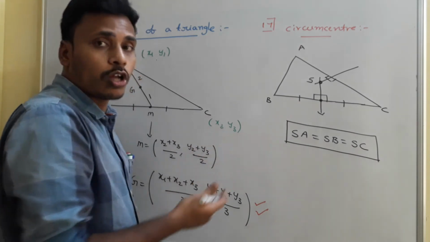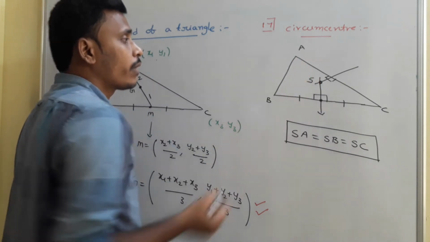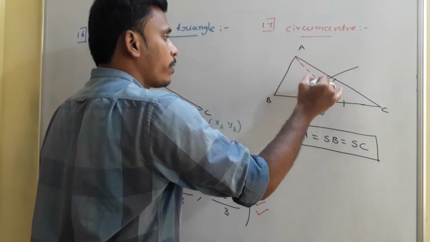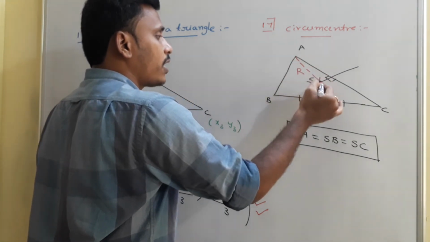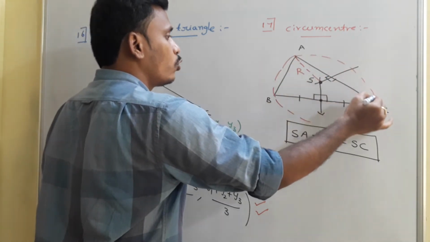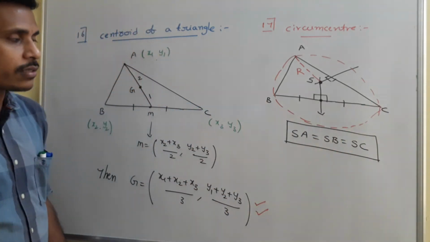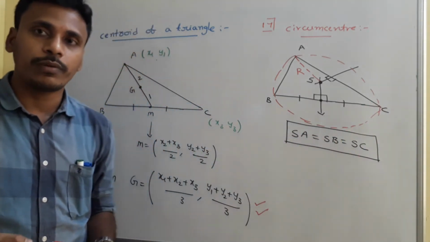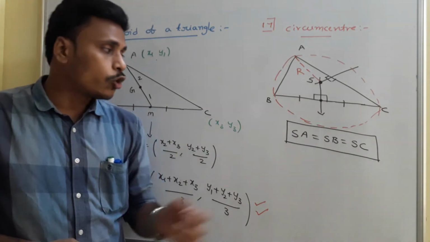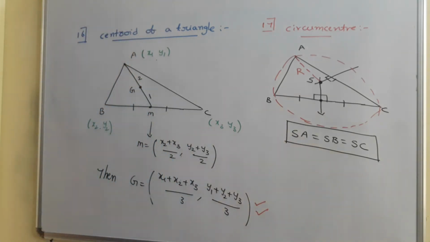If we discuss the circumcenter more, taking the circumcenter as the center and the distance from a vertex to the circumcenter as the circumradius, if you sketch a circle, that circle surely passes through the three vertices of the triangle. To find the circumcenter, we will use SA equals SB equals SC. Using this logic, we will identify the coordinates of the circumcenter.